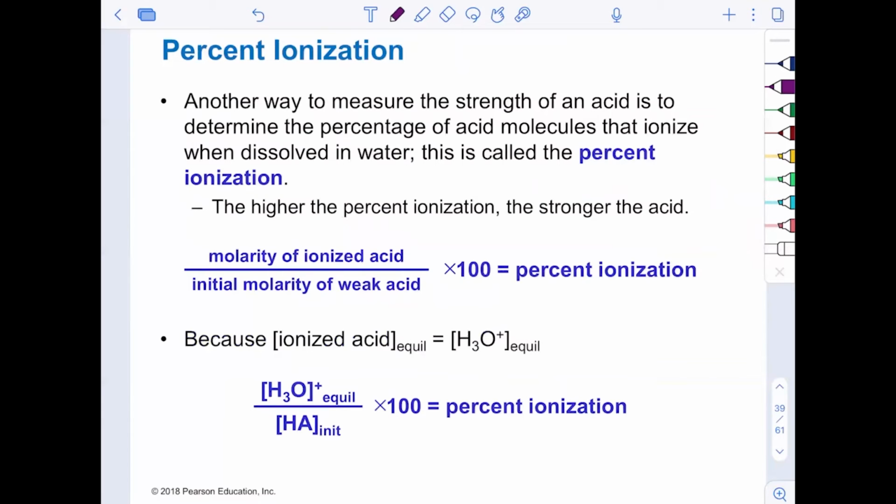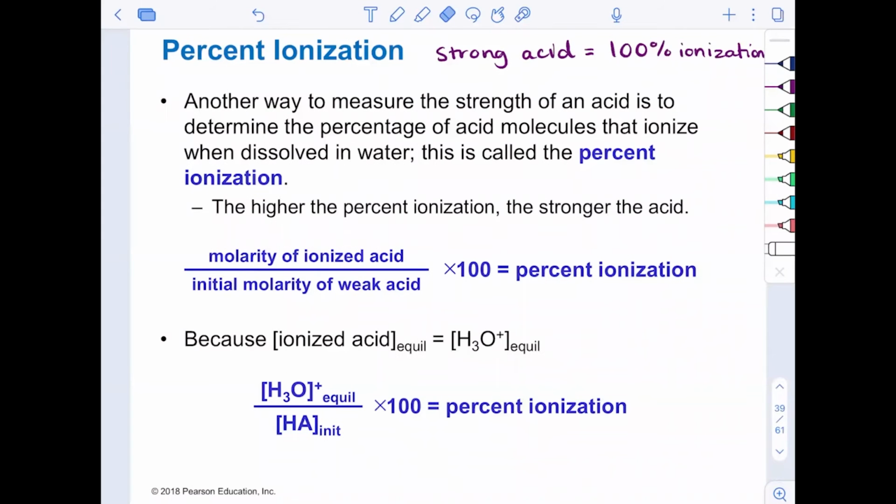Percent ionization is another way to measure the acid strength, and it's determining the percentage of acid molecules that are able to react and ionize with water. So we call strong acids 100% ionization. They react completely with water. Our weak acids will not be doing that. This is where we'll get a smaller percent ionization. Weak acids do not like to react with water.